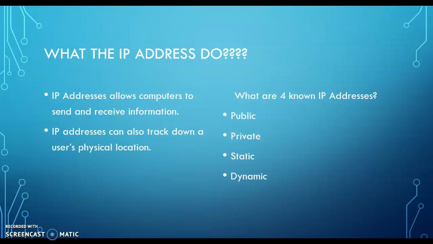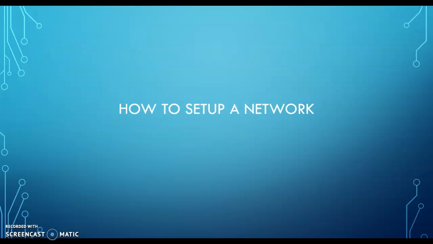What do IP addresses do? IP addresses allow computers to send and receive information. IP addresses can also track down a user's physical location. The 4 known types of IP addresses are public, private, static, and dynamic.